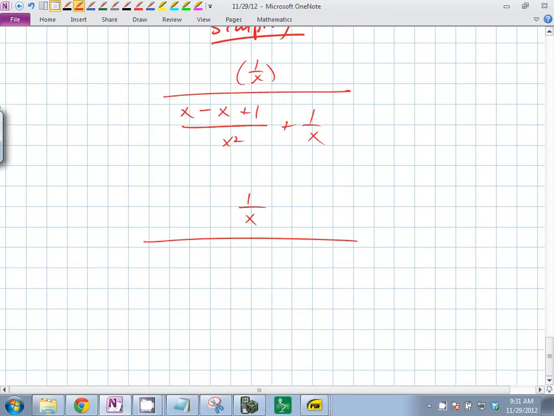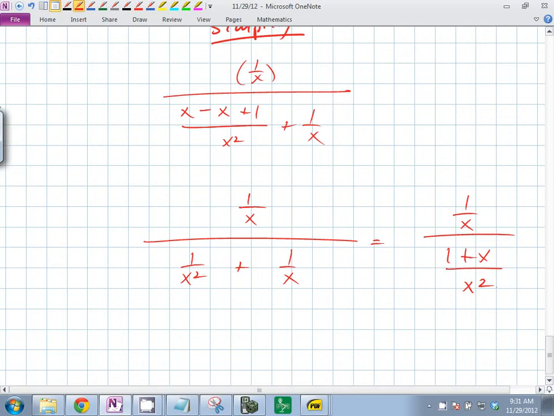Is that correct? Yes. So in order to add fractions, what do we need to do? What does that become? 1 over x all over 1 plus x over x squared. I needed a common denominator. Is everybody following me so far?